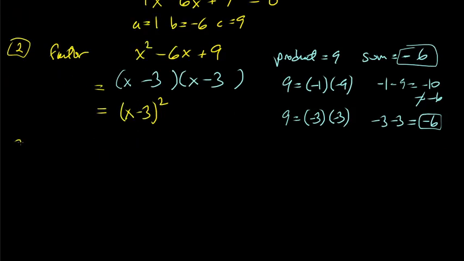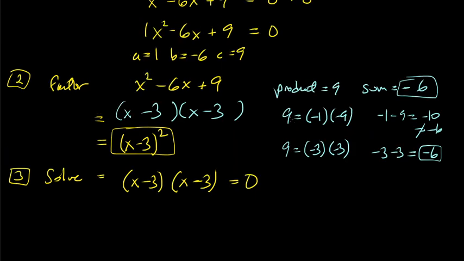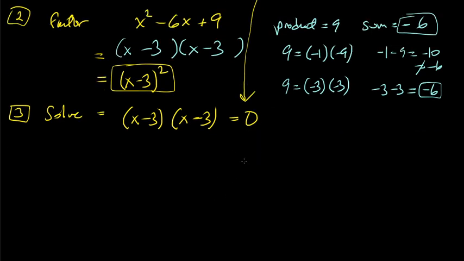Now we just have to solve. And usually we want to write this as x minus 3 squared. However, we can also write this as x minus 3 times x minus 3. So now we just have to set it equal to 0. Remember, originally this was equal to 0 up here. So just set both factors equal to 0. You get x minus 3 equals 0, or x minus 3 equals 0.